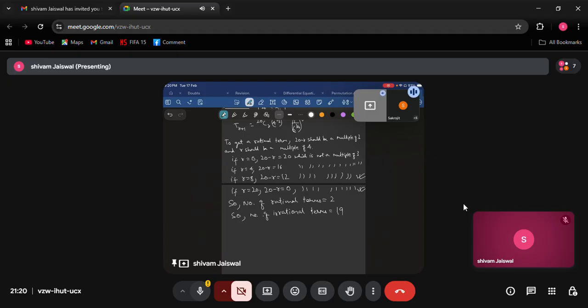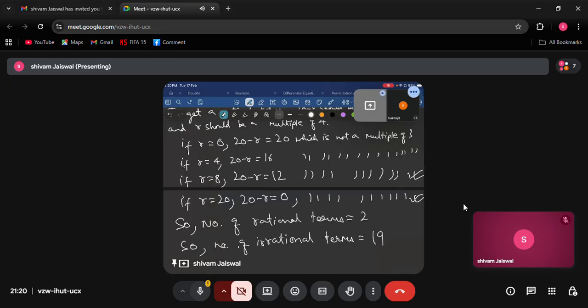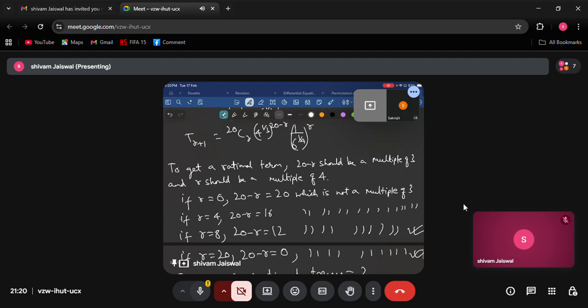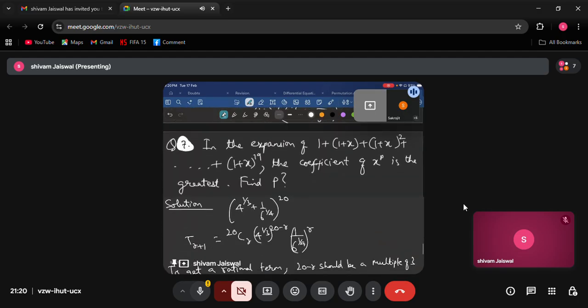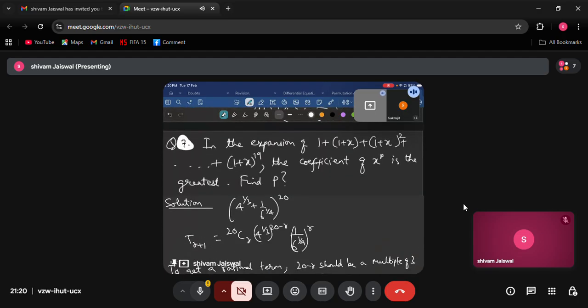Right. Quickly solve number 7, quickly solve. Yes, your answer is correct. Others also quickly solve.